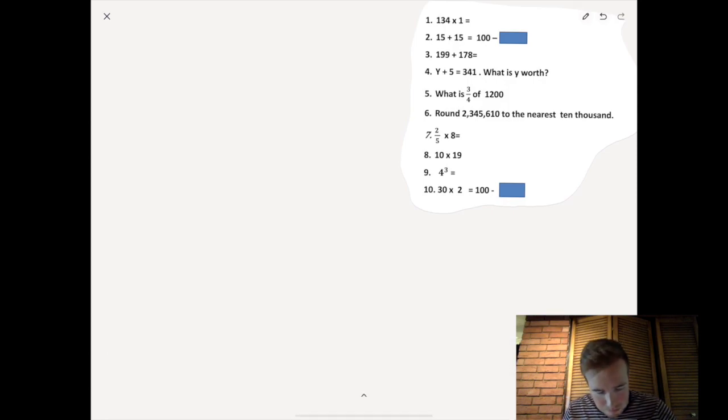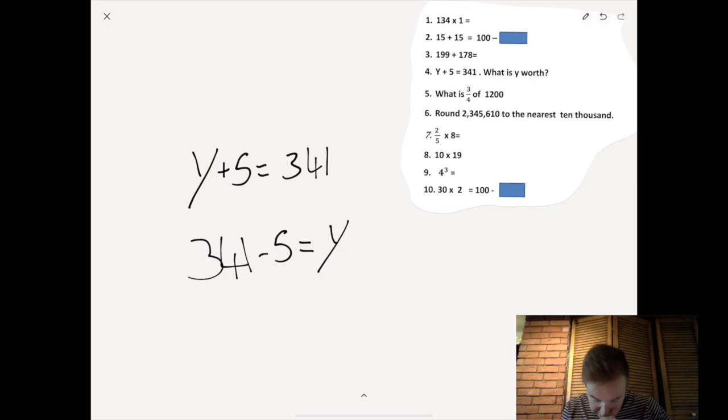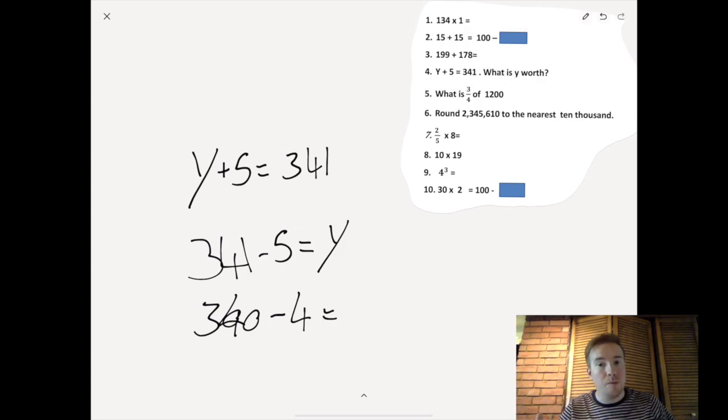All right, y add 5 is worth 341. So what is y? Well, it's something add 5 is 341, so we're just going to use the inverse. We're going to do 341 subtract 5 will equal y, quite obviously. So I'm going to take the 1 off, 340, then subtract 4 because I'm crossing the boundary there. I wouldn't write it down in an assessment or in a test, but in my head that's what I'd be doing. I'd be taking the 1 off and then I take the 4 away.